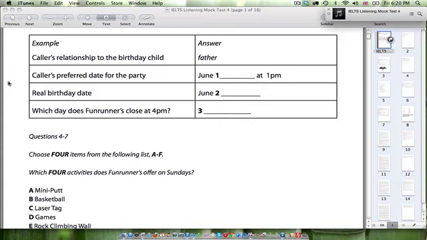The caller indicates the birthday party is for his son, so father has been written in the appropriate section.